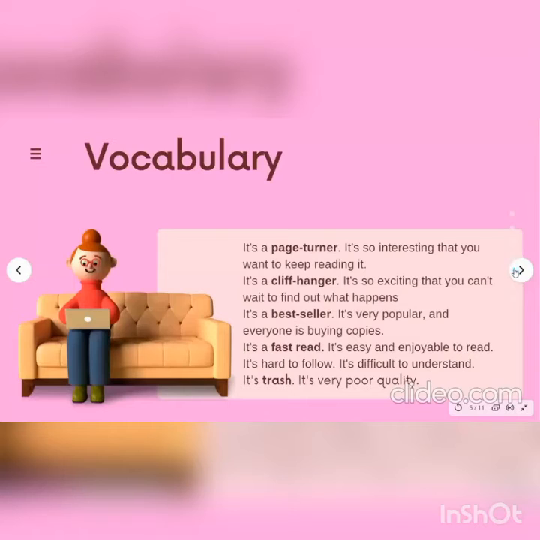For vocabulary, we have: it's a page turner, it's so interesting that you want to keep reading. It's a cliffhanger, it's so exciting that you can't wait to find out what happens. It's a bestseller, it's very popular and everyone is buying copies. It's a fast read, it's easy and enjoyable to read. It's hard to follow, it's difficult to understand. It's trash, it's very poor quality.